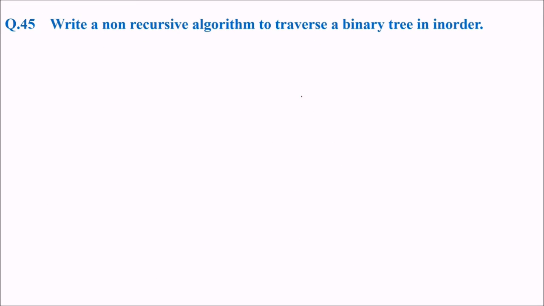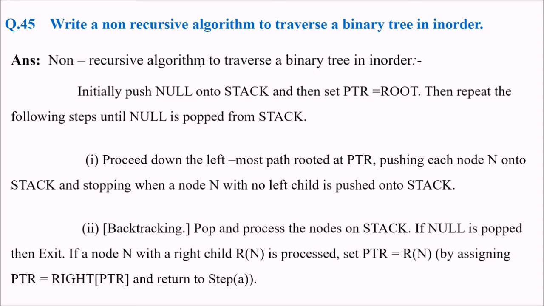Write a non-recursive algorithm to traverse a binary tree in order. So how do we write the non-recursive algorithm? It would be something like this. Initially we push null onto the stack, and then we set PTR to root. So this is a pointer to root. Then we repeat these steps until null is popped from the stack.